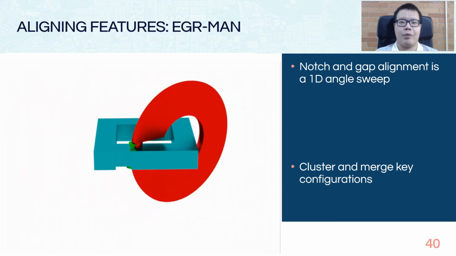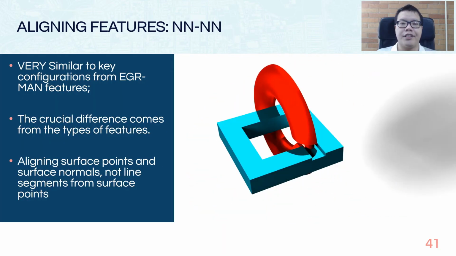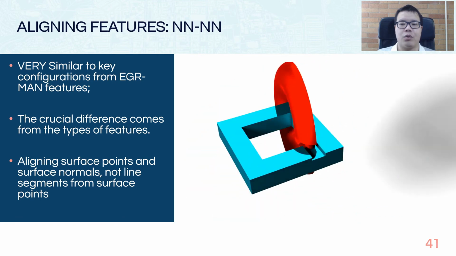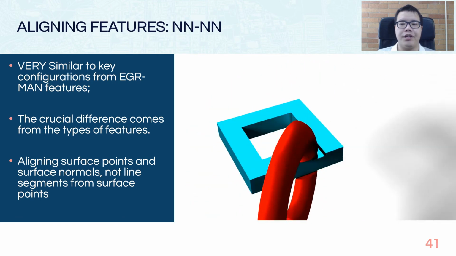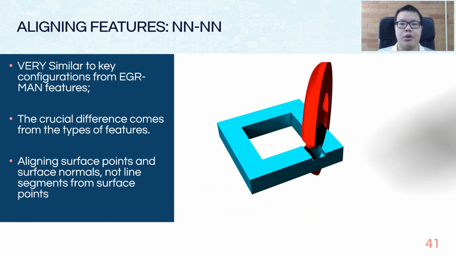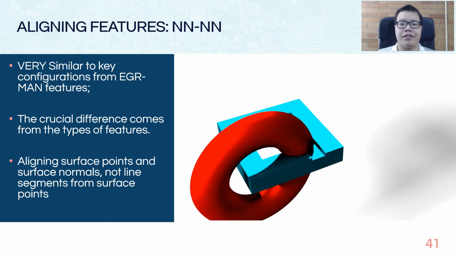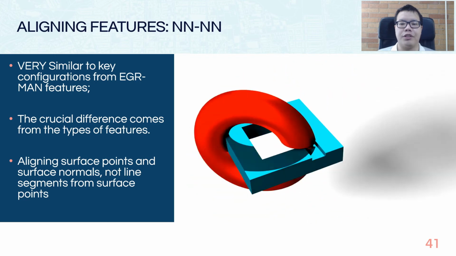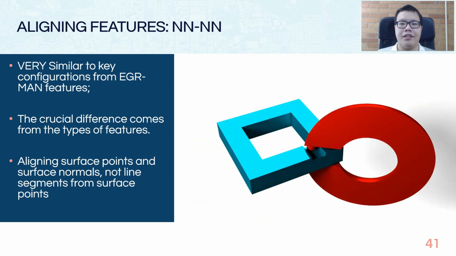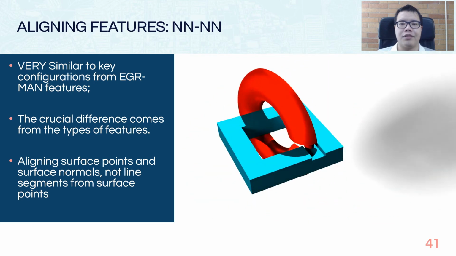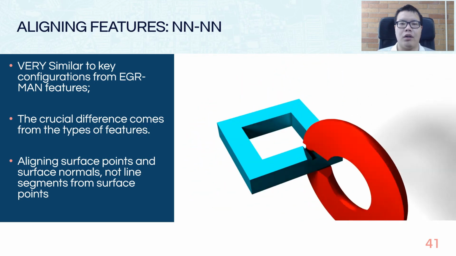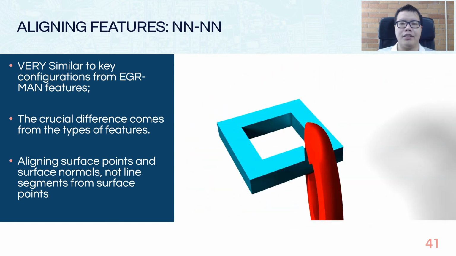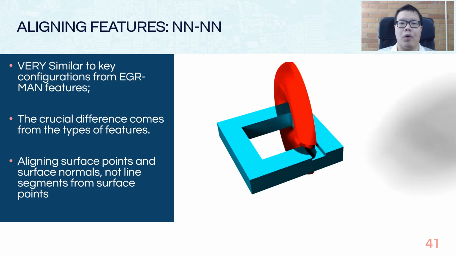The third type of key configuration is generated from a pair of neural network features. As you can see from the video, it is quite similar to key configuration generation from the Euclidean to geodesic ratio against the medial axis notch features. The crucial difference comes from the types of features we are using. Instead of aligning line segments from surface points, like we did before, to align neural network features, we have to align surface points along with their surface normals.